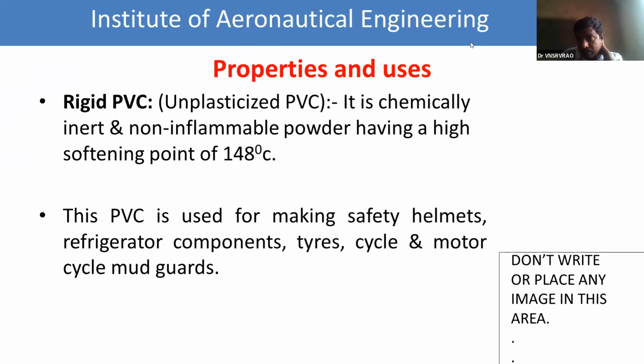Next, we see the properties and uses based on the types of PVC. How many types of PVC are there? Two types: unplasticized PVC and plasticized PVC. Tell me the difference between unplasticized PVC and plasticized PVC. Unplasticized PVC is a chemically inert and non-inflammable powder with a high softening point, and plasticized PVC is produced by mixing butyl phthalate with the PVC resin uniformly.